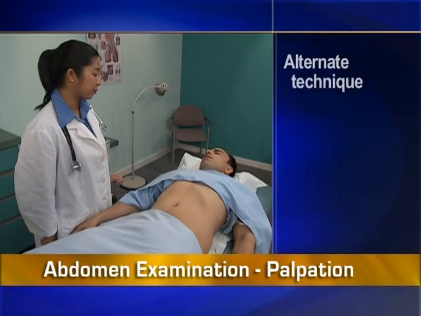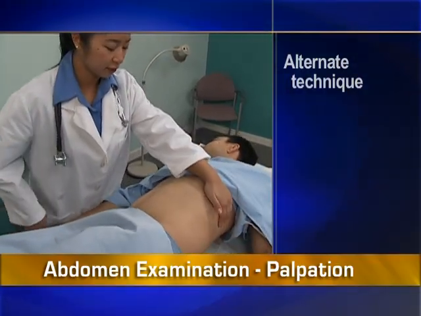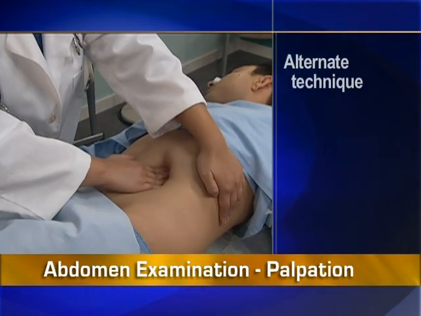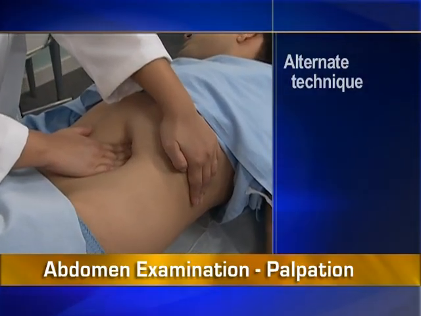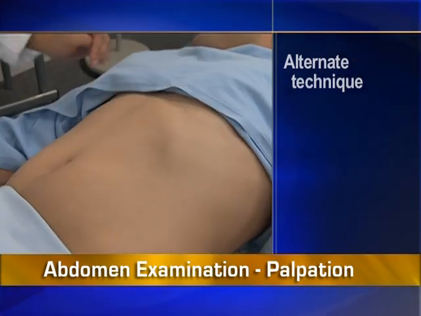I'm going to examine your spleen. Just roll towards me a little bit. As an alternative, roll the person onto his right side to displace the spleen forward and down. Then palpate the spleen using the same basic technique. Okay, you can relax.